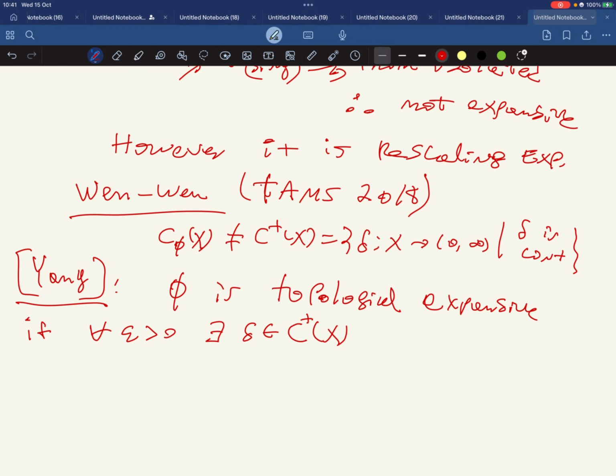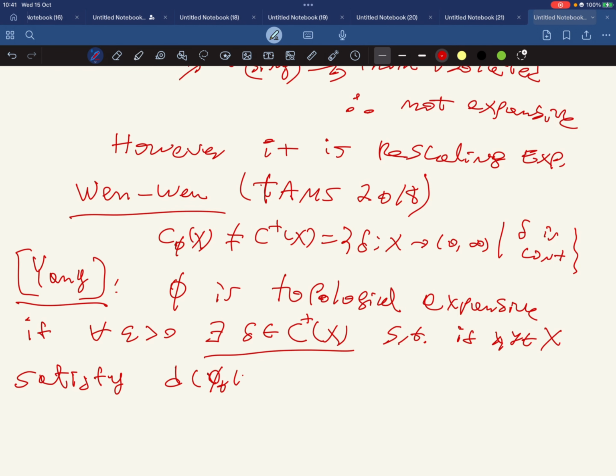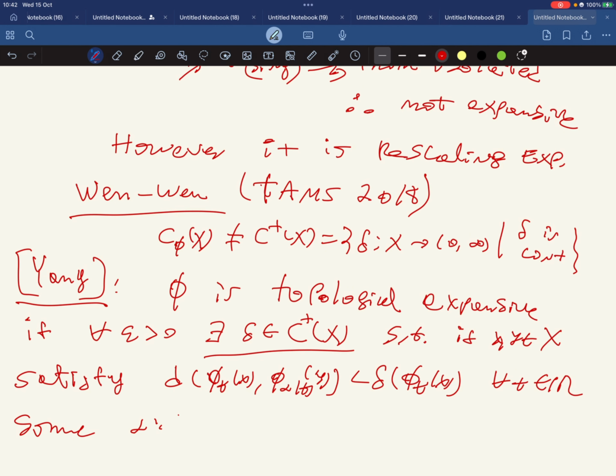Phi is topologically expansive if for every epsilon there is a function delta such that if x and y in the space satisfy distance between phi t of x and phi alpha t of y less than delta of phi t of x for every t in R, and alpha continuous, fixing 0, then y belongs to the same orbit of x.